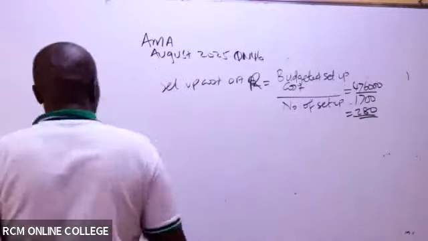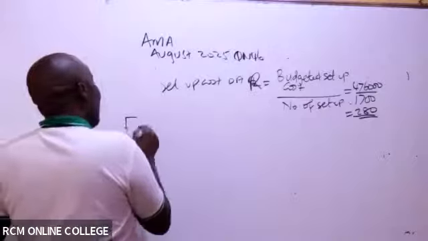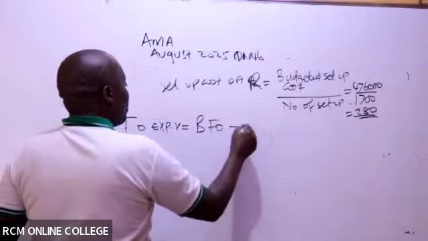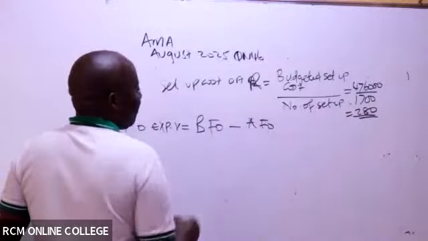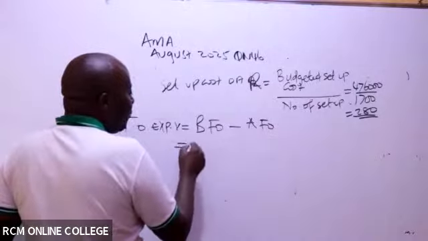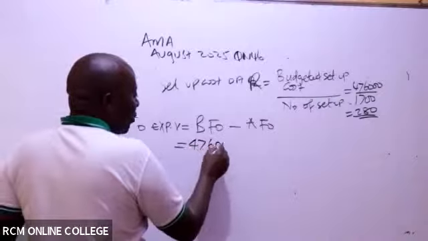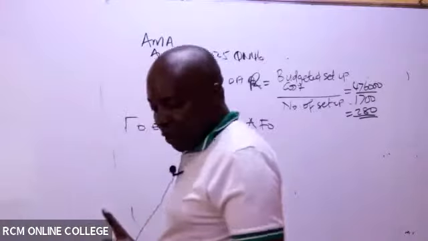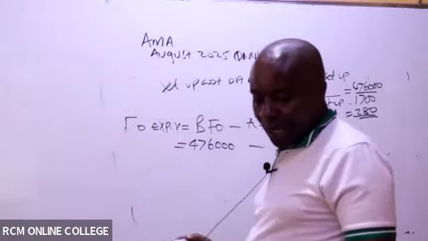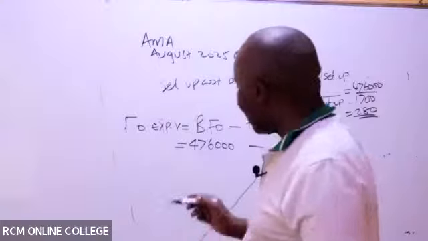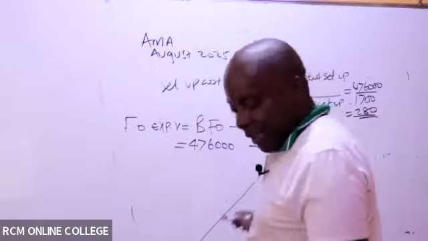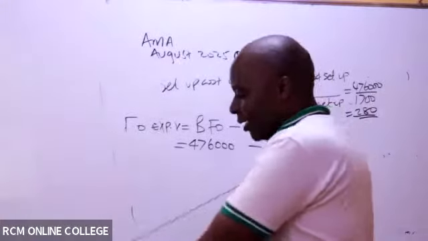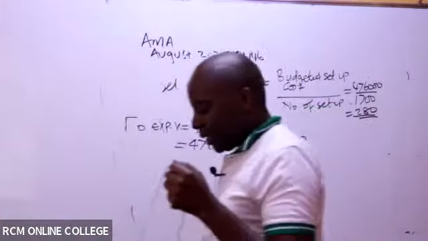So, you see, we know that our fixed overhead expenditure variance equals budgeted fixed overheads minus actual fixed overheads. The budgeted fixed overheads are 476,000 minus the actual fixed overheads this examiner has given me. The actual fixed overheads, he has given me 550,000. And now this is my trick.